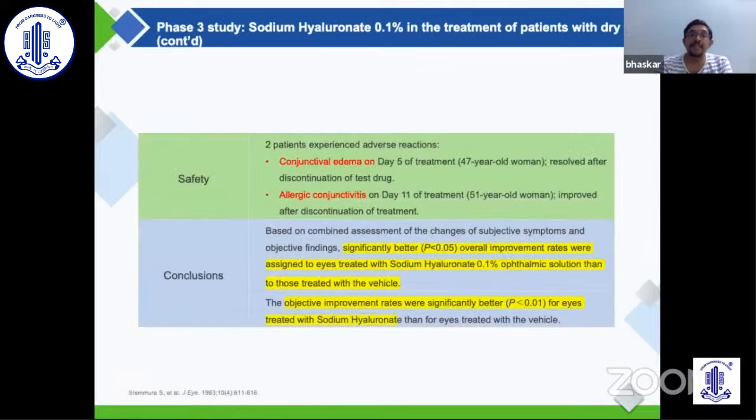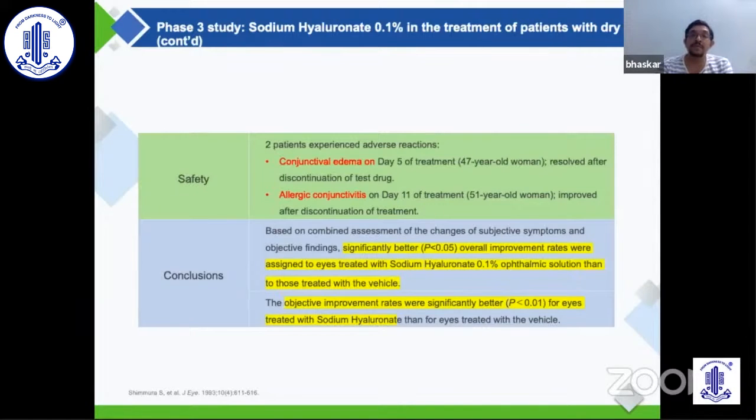As far as safety profiles are concerned, there were a couple of patients who had conjunctival edema or allergic conjunctivitis, but that was not something which was seen very commonly. It was as for any lubricating drop available in the market.